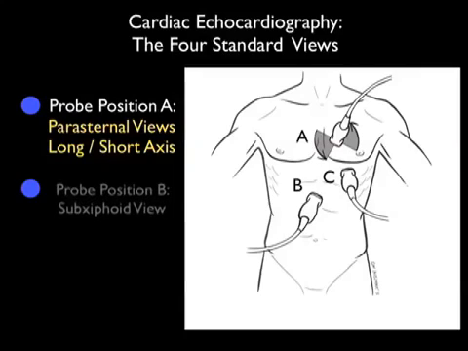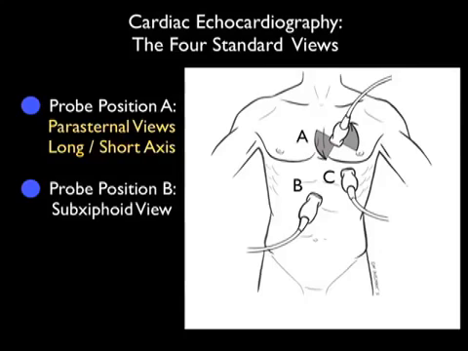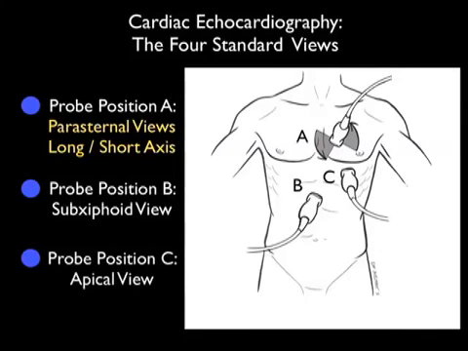Now, we've covered the parasternal long axis view of the heart previously in a SoundBites module, and recall that the probe will be positioned for the parasternal views in position A as shown here in the pictorial to the right. In upcoming segments, we'll cover the subxiphoid view as shown in probe position B, and finally the apical view of the heart as shown here in probe position C.